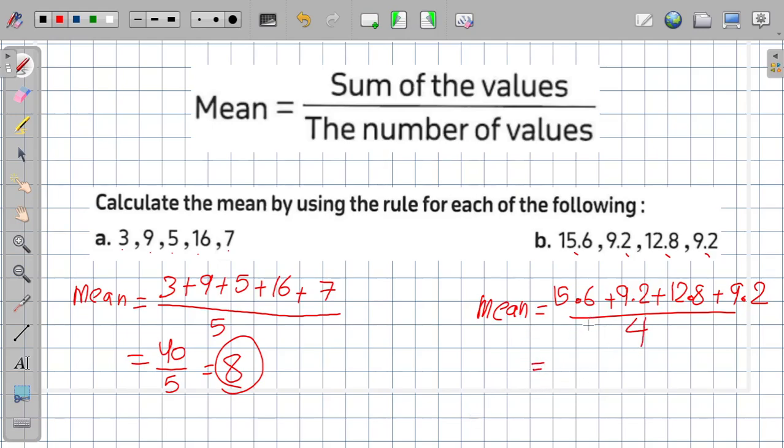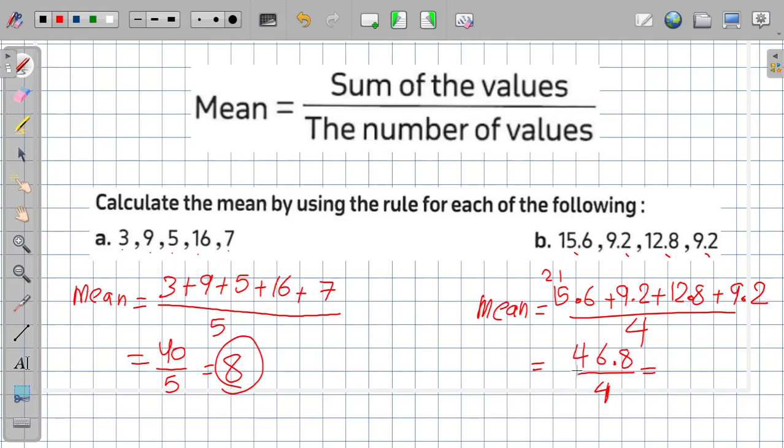So first, 6 plus 2 plus 8 plus 2 equals what? I think it's 18. So I will write 8 and carry up 1. So 1 plus 5 equals 6. 6 plus 9 equals 15. 15 plus 2 equals 17. 17 plus 9 equals 26. So I will put the decimal point first and I will write 6 and I will carry up 2. 2 plus 1 equals 3. And 3 plus 1 here equals 4. So the result will be 46.8. And I will divide this by 4.